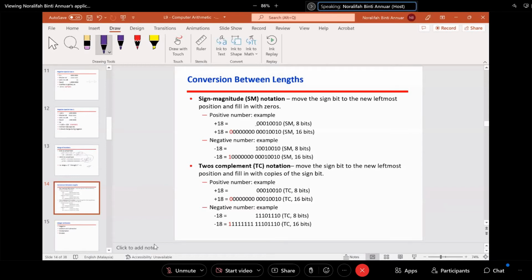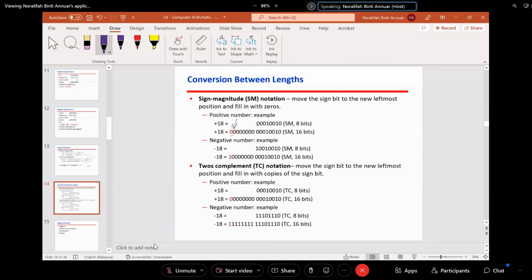Kalau dia 8 bit, kita tengok kat sini ya. And then you total up. And then you know how to do it, right? You just total up, then you know the value. Kan 1, 2, 4, 8, 16, 16 plus 2 giving you 18. Yang ni pun sama lah. Kalau 16 bit, you must look at the leftmost bit. So kalau kosong is a positive number.